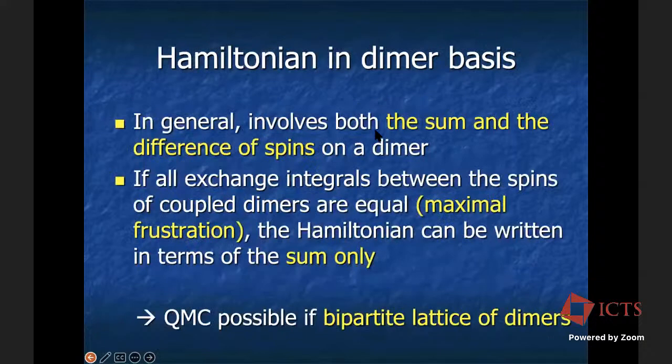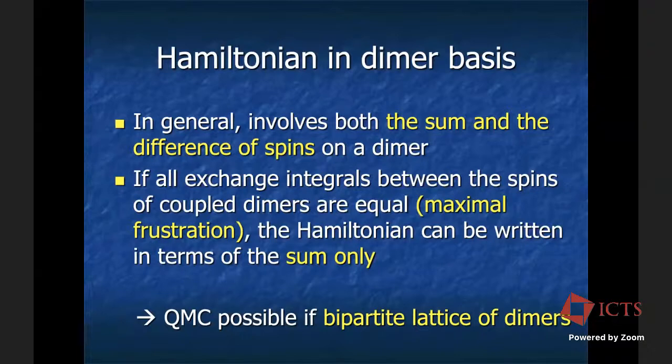And this relies on looking at the Hamiltonian in the dimer basis instead of the configuration basis. So in general, this Hamiltonian will involve both the sum and the difference of spins on a dimer, but if there is full frustration, as we say, that is, if each spin is coupled to both spins on a dimer, then one can write the Hamiltonian in terms of the sum only. It's a spin model. It doesn't mean that quantum Monte Carlo is possible, but if the dimers live on a lattice that is bipartite, then we're back to the original problem.